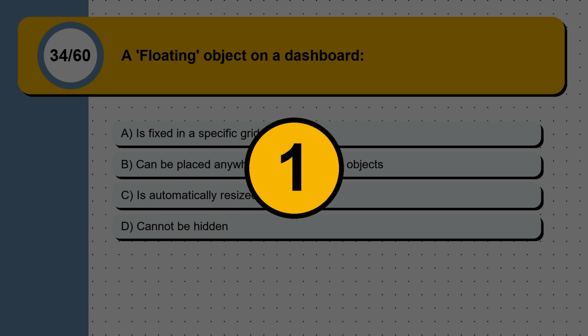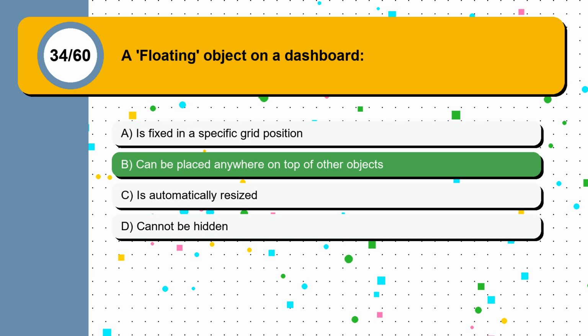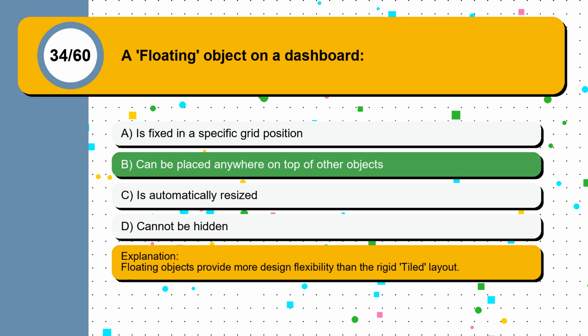The correct answer is option B, can be placed anywhere on top of other objects. Floating objects provide more design flexibility than the rigid, tiled layout.